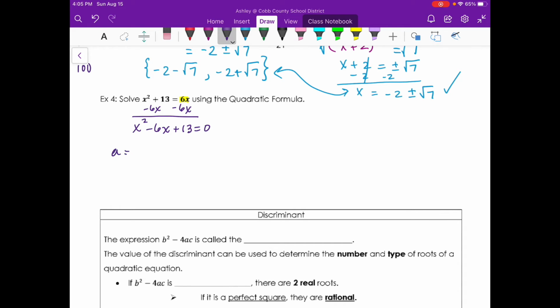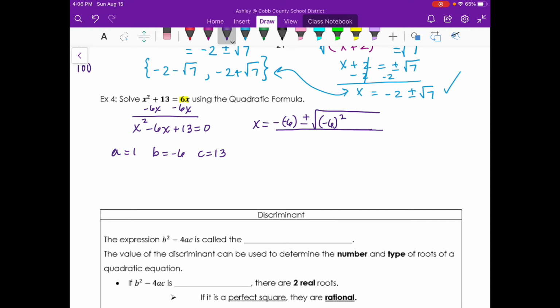So my a will be 1, b will be -6, and c will be 13. So we have the opposite of -6, which is +6. I'll write that down. I'll write "opposite of negative" just to be clear. Plus or minus, make yourself a big square root symbol. And then we're going to put in our b squared, so -6 squared.